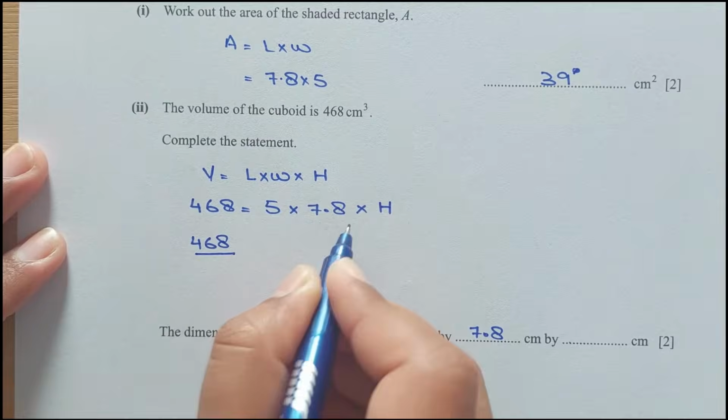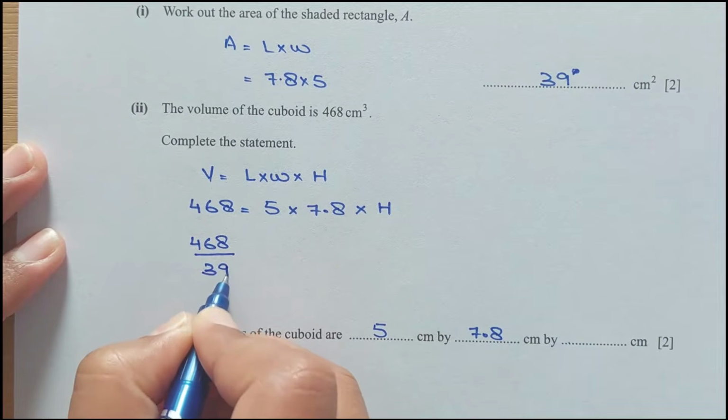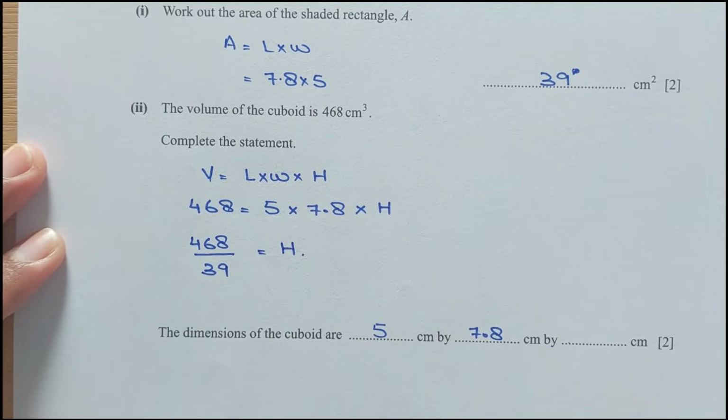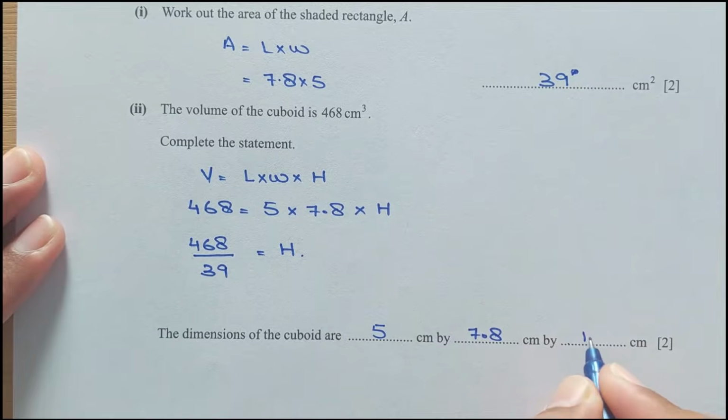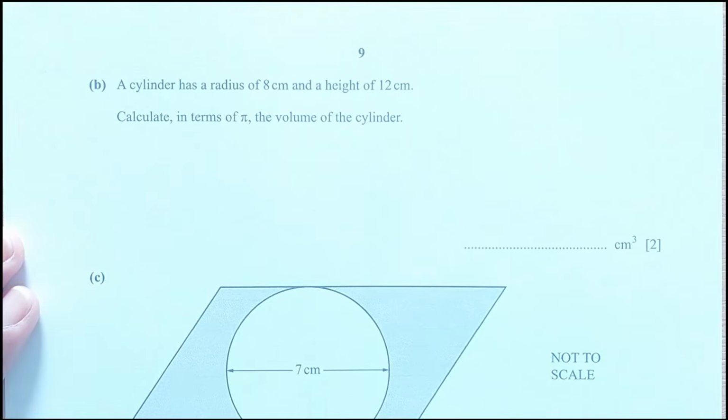468 divided by 5 times 39 equals h. Okay, 468 divided by the answer, that is 12. So the height is 12 centimeters.